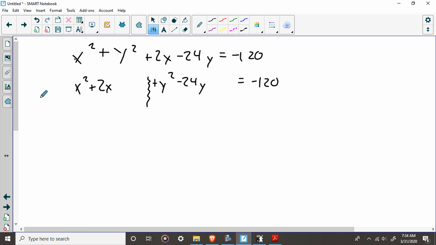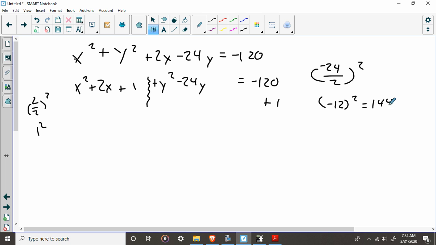Okay, again, 2 over 2 squared. 2 over 2 is 1. 1 squared is 1. Over here, negative 24 over 2 squared. Negative 24 over 2 is going to be negative 12, and negative 12 squared is going to be 144. And again, if I'm adding 144 here, I'm adding 144 here.